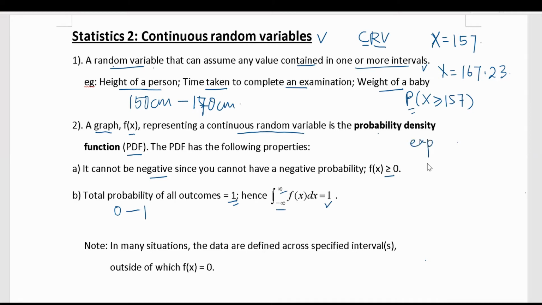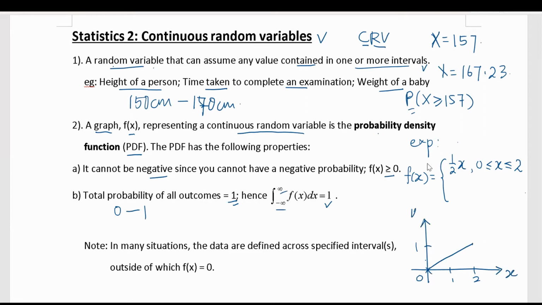Let's see an example here. f(x) is defined as half x, a straight line function, and is only defined between 0 and 2. Let me sketch the function. When x is 0, y is 0. When x is 2, y is 1. So we can get this straight line function. So this is a PDF.